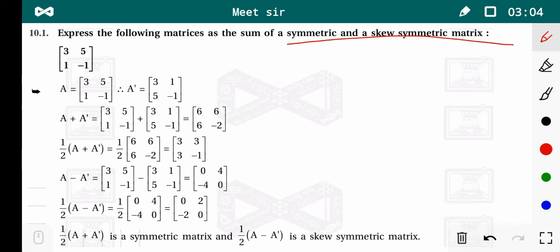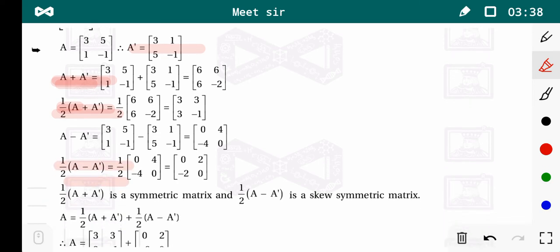and we show that the given matrix is a sum of a symmetric matrix and a skew symmetric matrix. Now to prove this, we have a matrix capital A, 3, 5, 1, minus 1. We find its transpose, that is A dash. Now by finding A dash, we find A plus A dash, that is the addition of the two matrices A and A dash. Then we divide it by 2. That means we find the value of 1 half (A plus A dash). Similarly, we find the value of 1 half (A minus A dash).